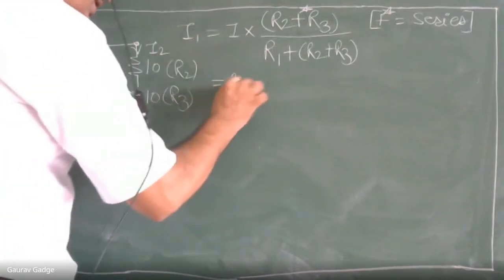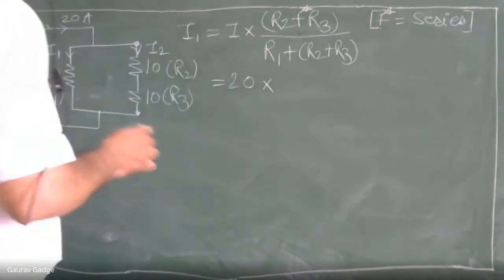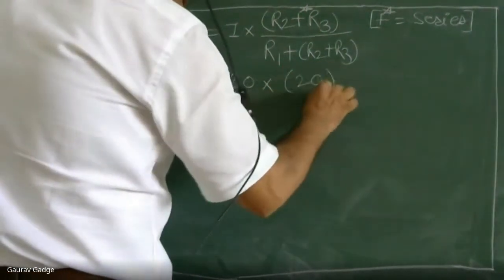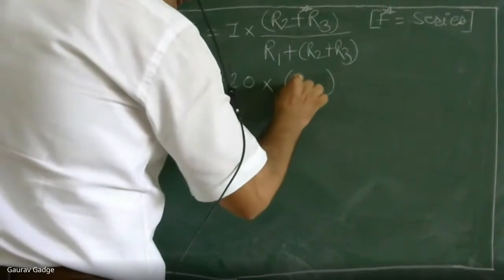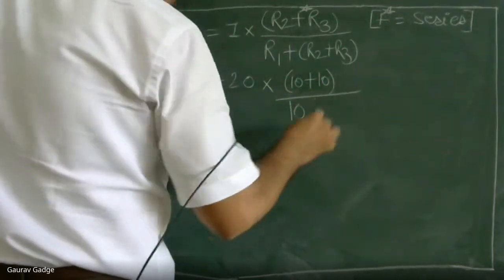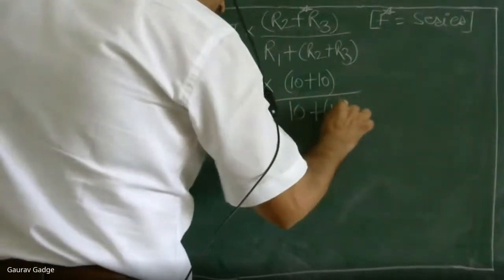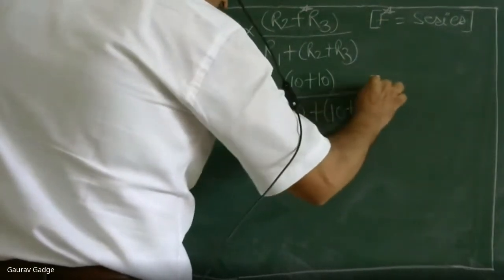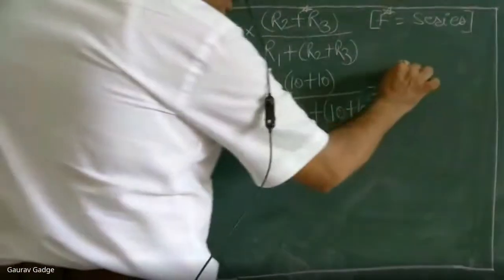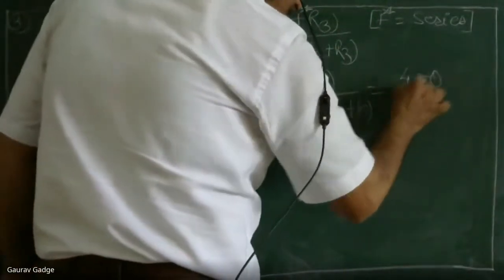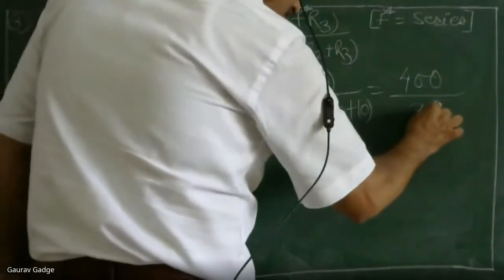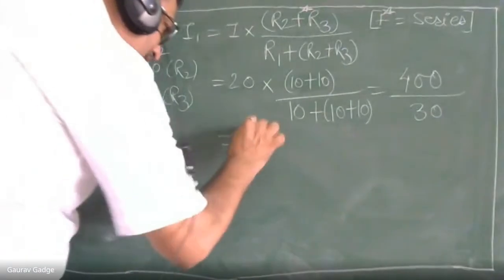Okay, so now what I can write is current I. What is the total current I? 20 ampere multiplied by R2 plus R3. It is 10 plus 10, right? So it is 20, divided by 10 plus 10 plus 10. So it is 20 into 20, 400, divided by 30. So what I get is 40 upon 3 ampere.